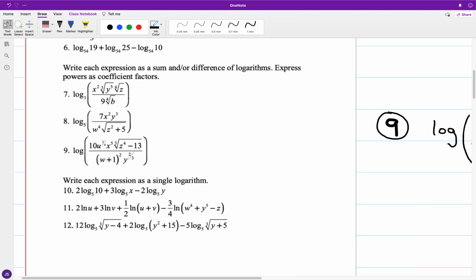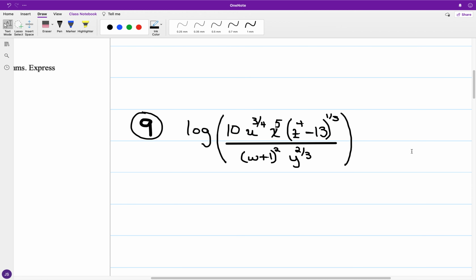We have quite a few factors in the mix. Within the parentheses, we have 10 times u to the 3/4 times x to the 5th, times the cubic root of z to the 4th minus 13, all over the square of w plus 1 times y to the 2/3. Looking at expanding, what I have done beforehand is to write the radical, the cubic root of z to the 4th minus 13, in terms of a non-integer exponent. So we have a base 10 logarithm.